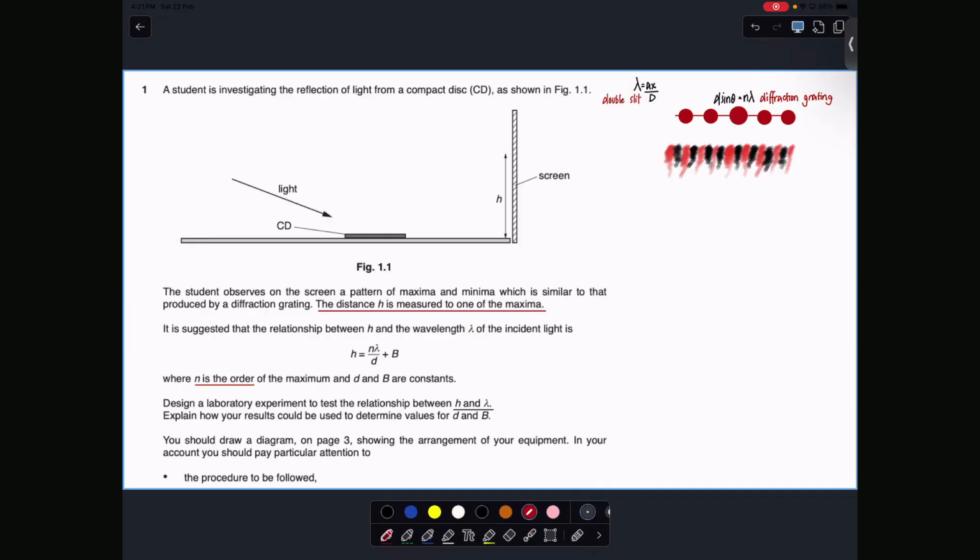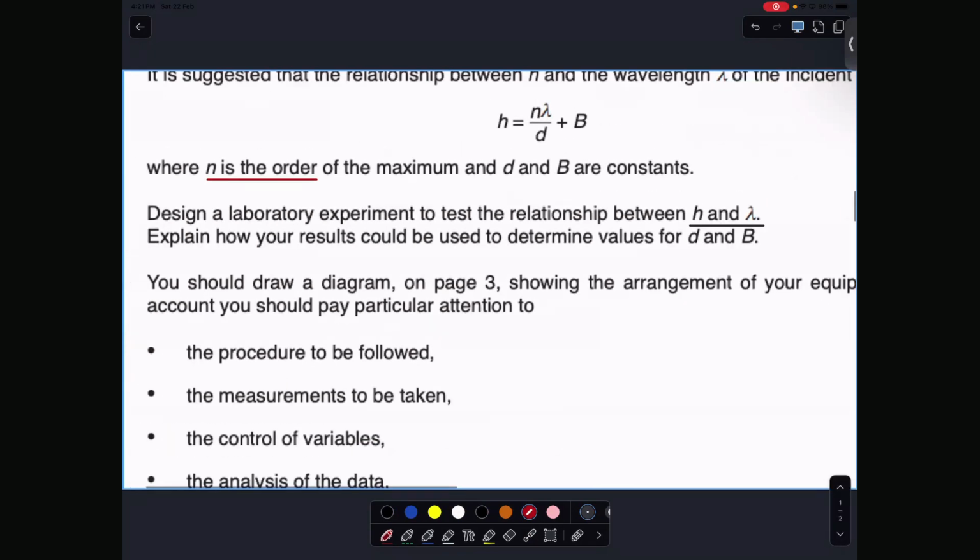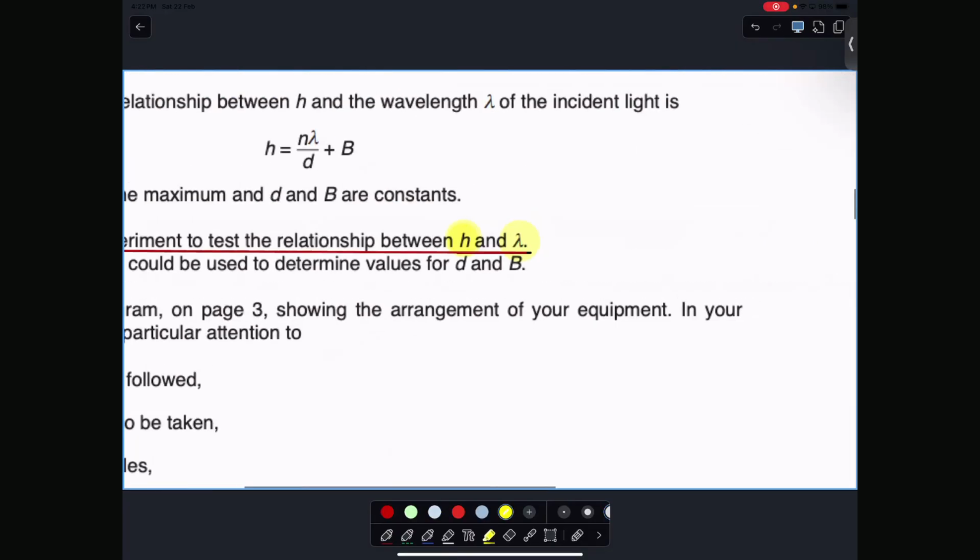Right, so here, do you remember that when they ask for an experiment, there's a statement that you need to focus on. So what is the statement saying here? That design a laboratory experiment to test the relationship between h and lambda. You have nothing to do outside of this here, okay? Now h is the height and lambda is what?